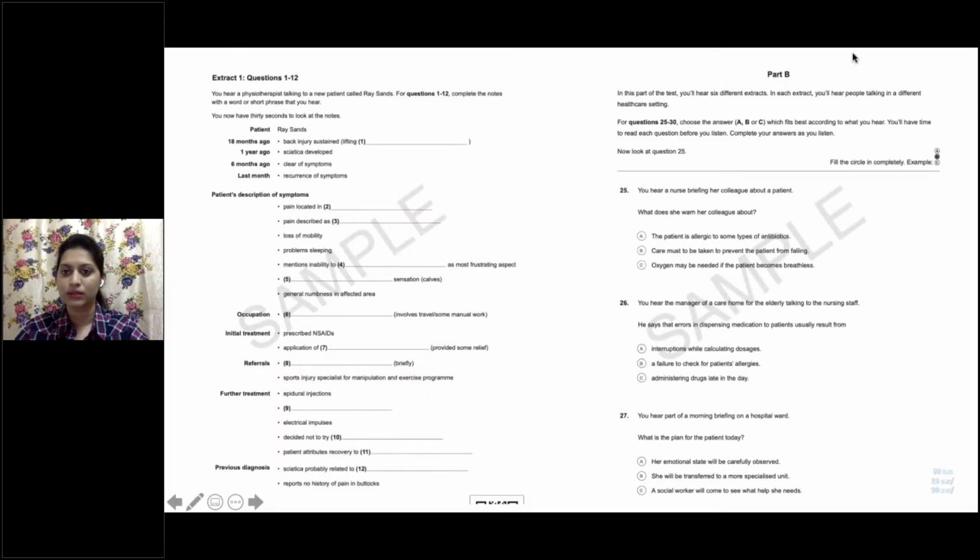So part B will look something like this. So there will be a piece of conversation and there will be a question, and then you will have multiple choices to pick from. And then you will hear a different extract or a conversation between two healthcare professionals or monologue, anything. It could be anything. So then you'll have a question, and then you'll again have 3 choices.